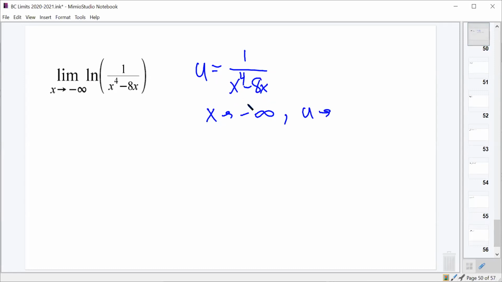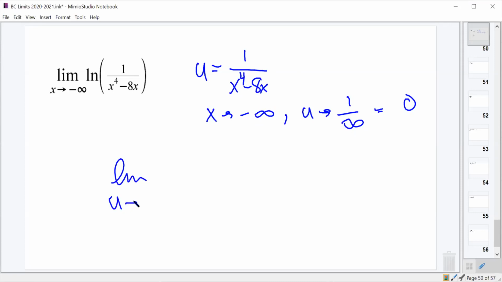The denominator of this function, as x goes to negative infinity, is dominated by the 4th power, which turns the negative infinity of x into a positive infinity. So this becomes 1 over infinity. And 1 over infinity. Yep, exactly. Darius, it should be 0. So u is approaching 0.